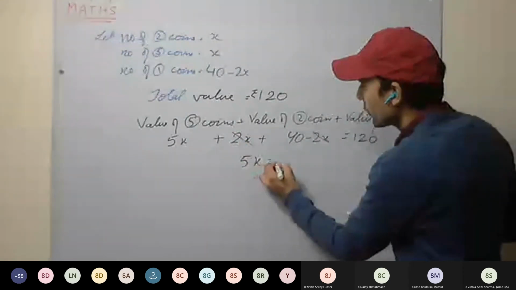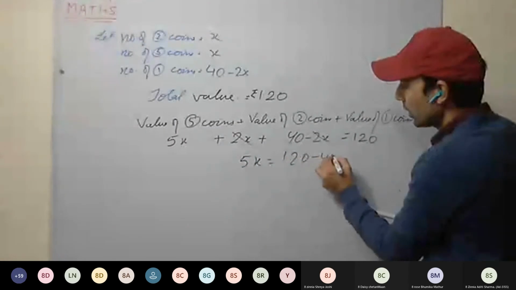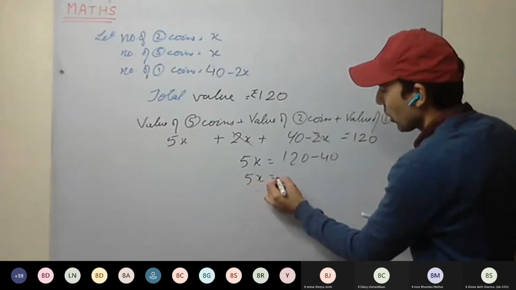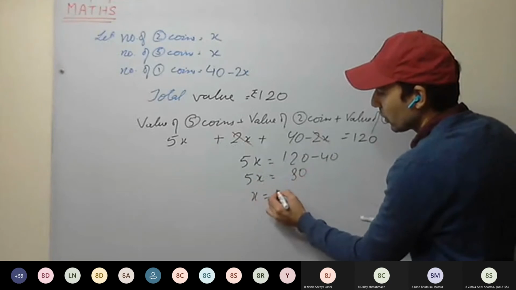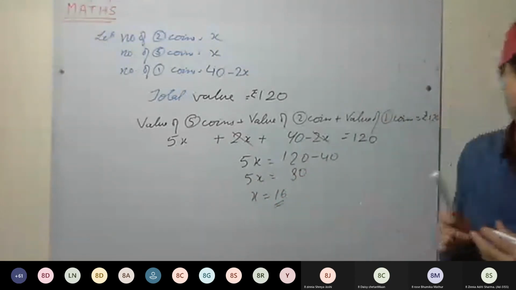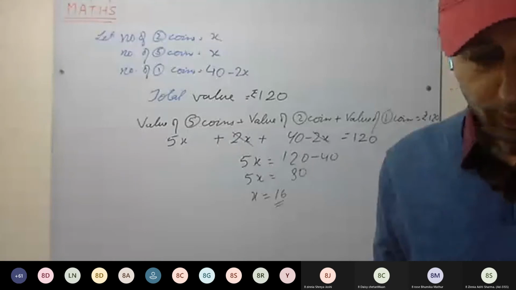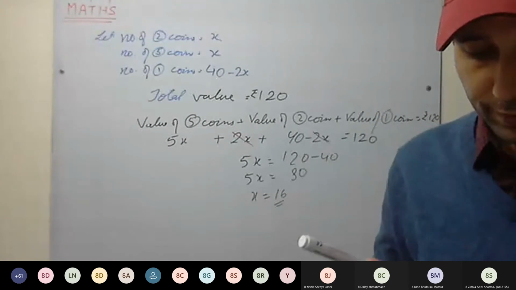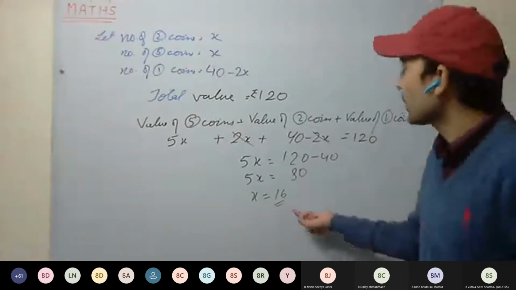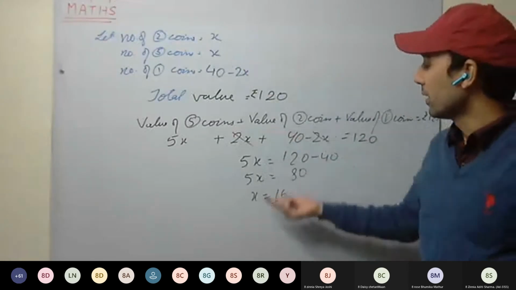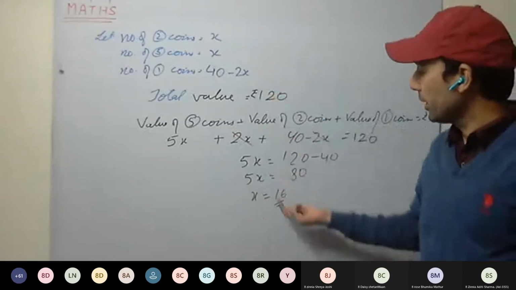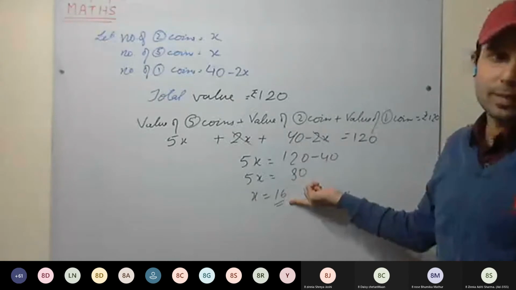Now 5x equal to how much? 120 minus 40. 5x equal to how much? 80. X equal to how much? 16. And what you have to calculate? How many 5 rupee and 2 rupee coins does he have? 5 rupee coins how many? 16. And 2 rupee coins how many? 16. Understood?